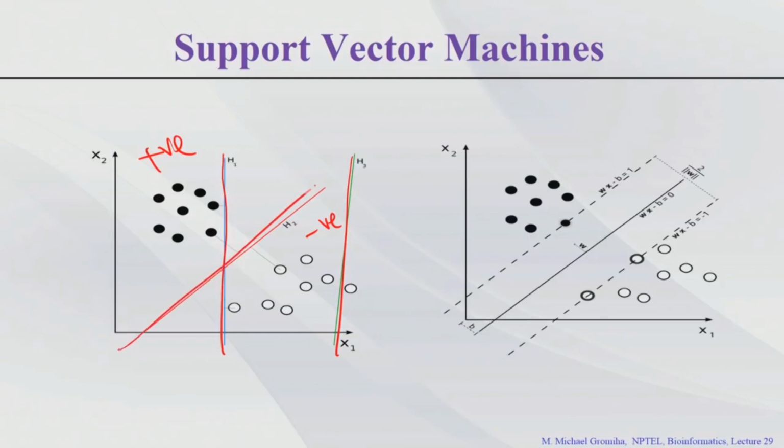If you have another line here, which one is better? Hyperplane 1 and 2 both can separate, which one is better? This one, right. Why is this better?